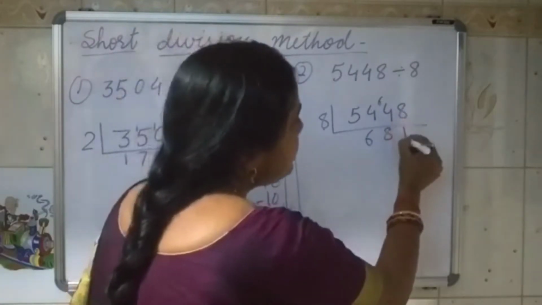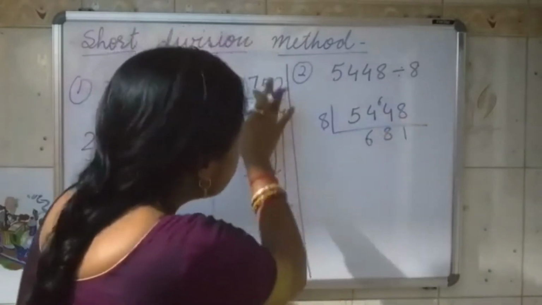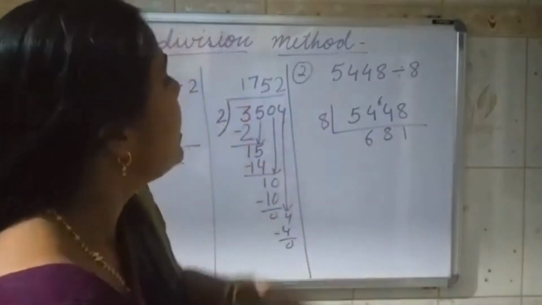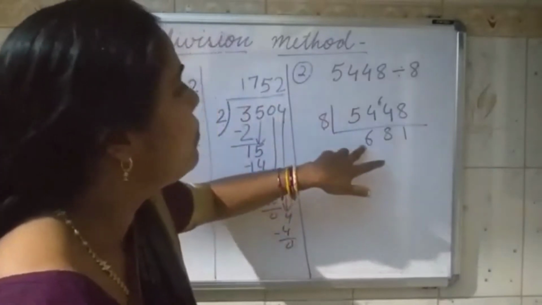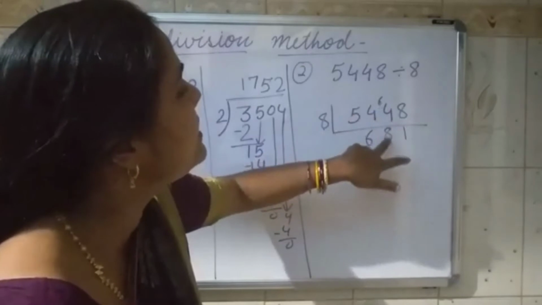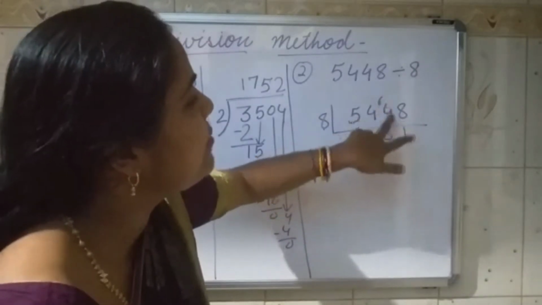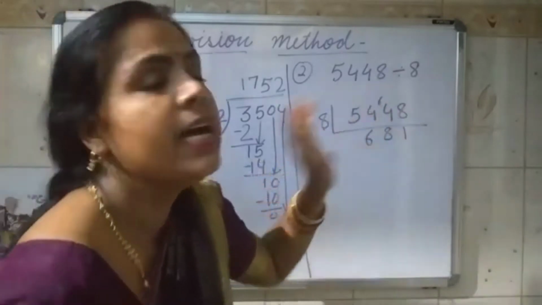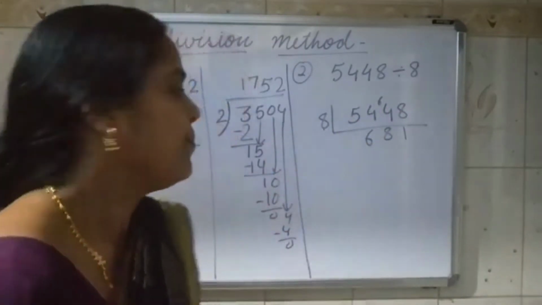Now 8 ones are 8. This subtraction process I have done in the mind. Again I am repeating. 8 sixes are 48. 54 minus 48 is 6. Now 8 eights are 64. Now 64 minus 64 is 0. What is left? 8 left. So 8 ones are 8. Clear?